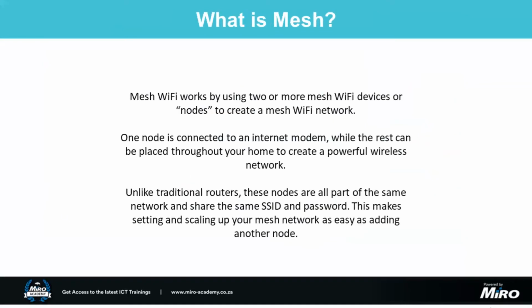For those of you that don't know what a mesh is, I'm going to just literally read this general explanation to you to give you a better understanding. So mesh Wi-Fi works by using two or more mesh Wi-Fi devices or nodes to create a mesh Wi-Fi network. One node is connected to an internet modem or router, while the rest can be placed throughout your home to create a powerful wireless network. Unlike traditional routers, these nodes are all part of the same network and share the same SSID and password. This makes setting and scaling up your mesh network as easy as adding another node.